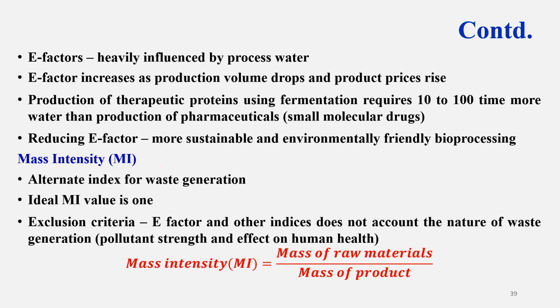Another parameter is the mass intensity. It is an alternative index for the waste generation, and the ideal value of mass intensity is 1. It is defined as mass of raw material divided by mass of product. So, if all the raw materials are converted, you will get the ideal value of 1.